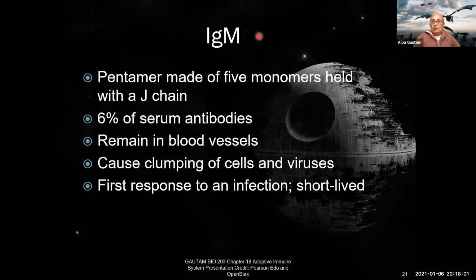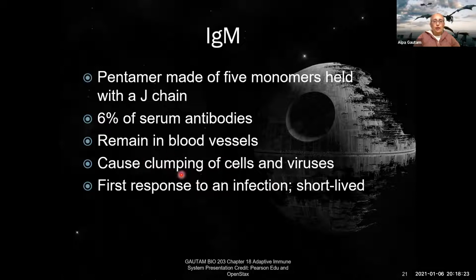So IgMs are made of 5 different antibodies held together. You don't need to know the J chain and the pentamer. Just know that they're made up of 5 monomers. They make up about 6% of serum antibodies. These remain within the blood.